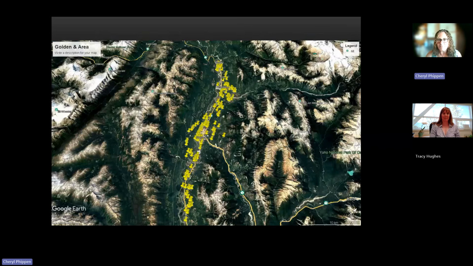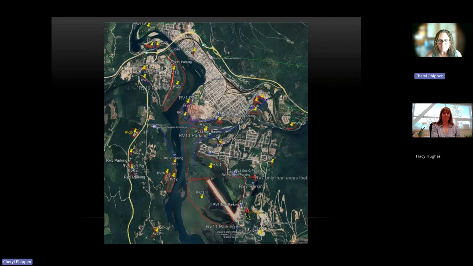I'll throw in some slides. This is from the other contractor that works for the CSRD, Morrow Biosciences. These are some of the habitat areas that are treated in the Golden area. These are some maps that all of our staff have on iPads so they can walk straight to the sites. All the red outlined areas are the habitats that we know of and are able to treat in the Revelstoke area.